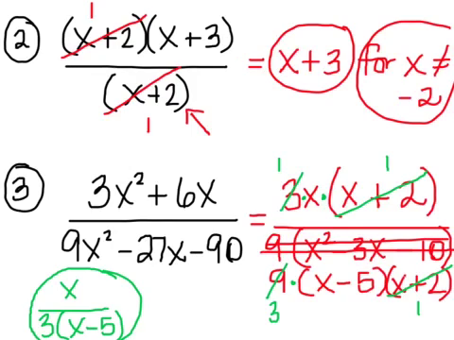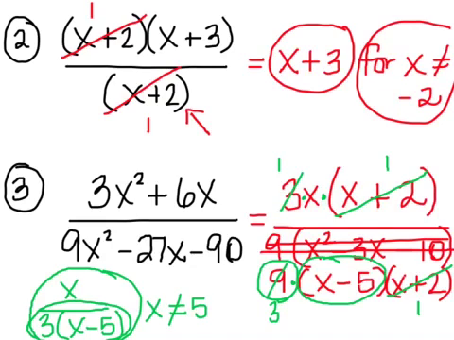And then you want to state your restrictions. X cannot equal, and again, don't just look at the denominator that is in the final answer. Look at any denominators along the way. So you can't really set 9 equal to 0, so that won't affect anything, but you can set x minus 5 equal to 0, and that answer would be 5. And you can set x plus 2 equal to 0, and that would be equal to 0 when x equals -2. So those are the things that x cannot be.